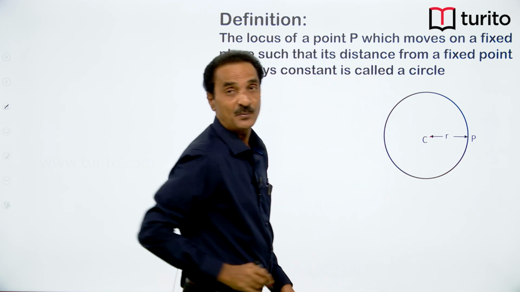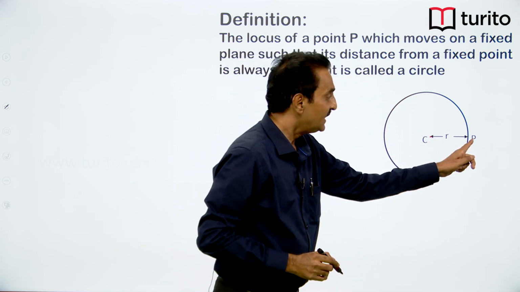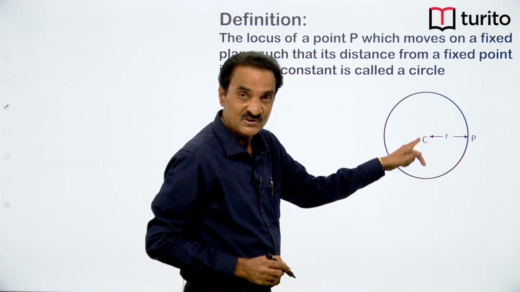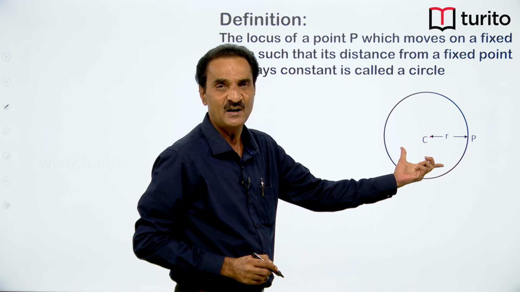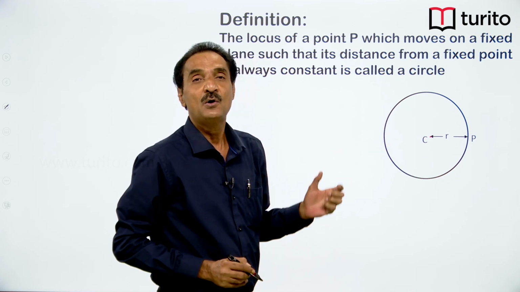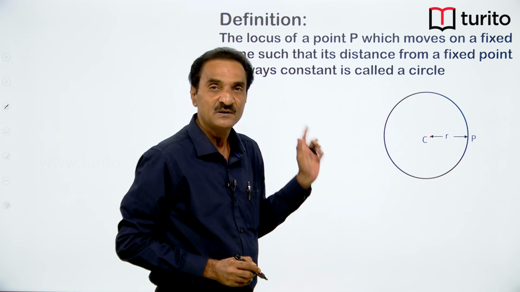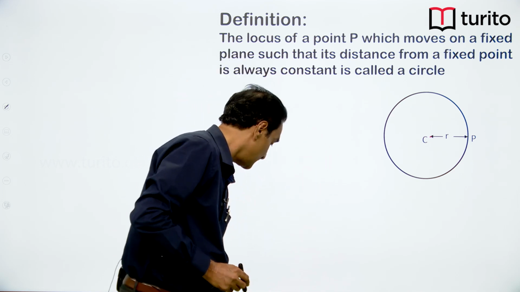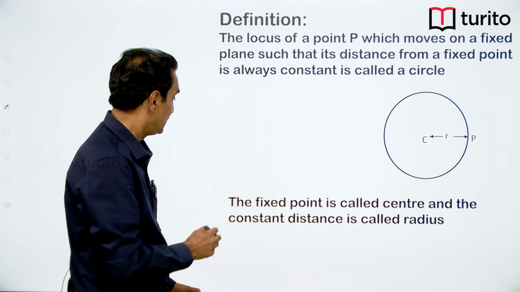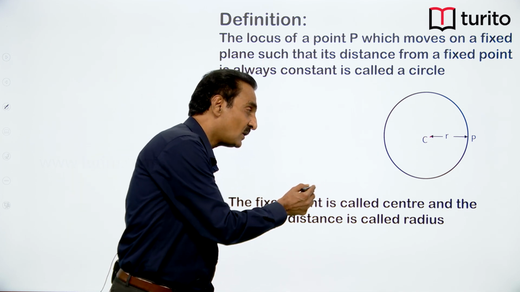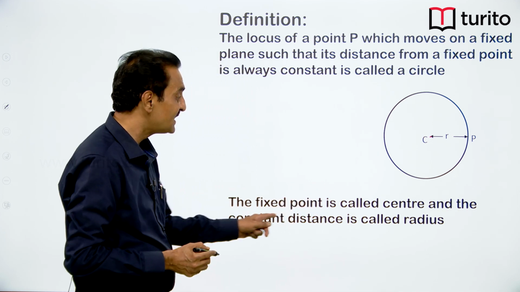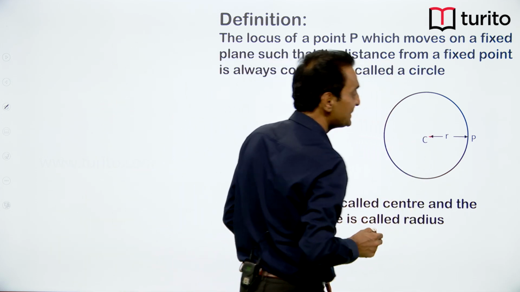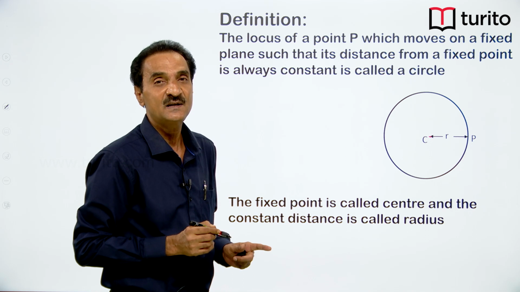Suppose C is a fixed point, and if a point P moves such that its distance from C is always constant, say R, then the locus of P or the path of P is called a circle. Now, the fixed point is called center and the constant distance is called radius. So, here C is center and R is the radius.